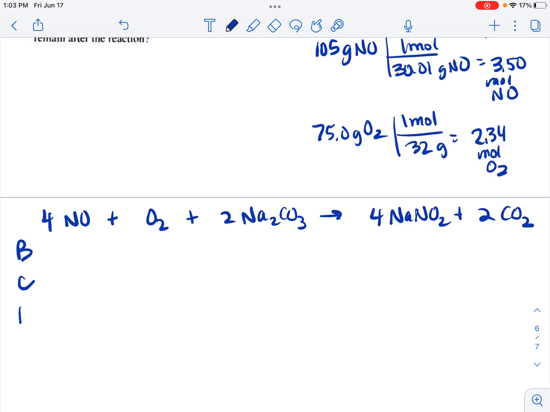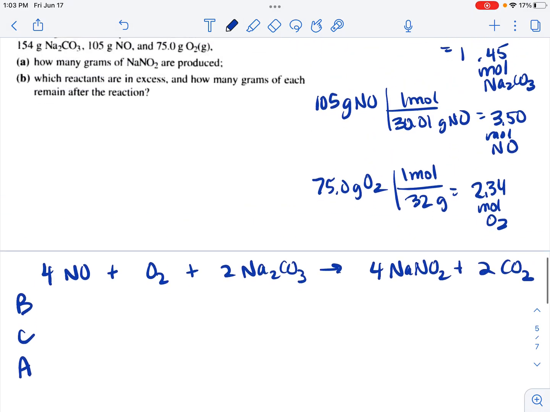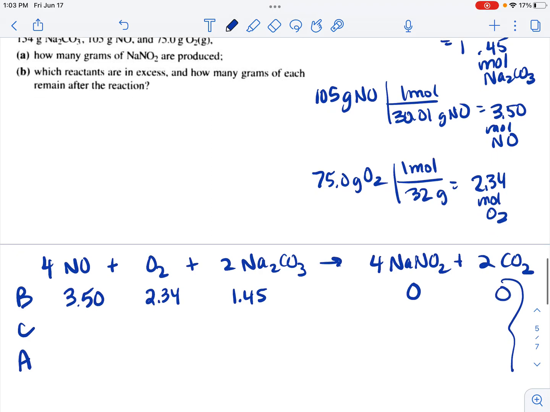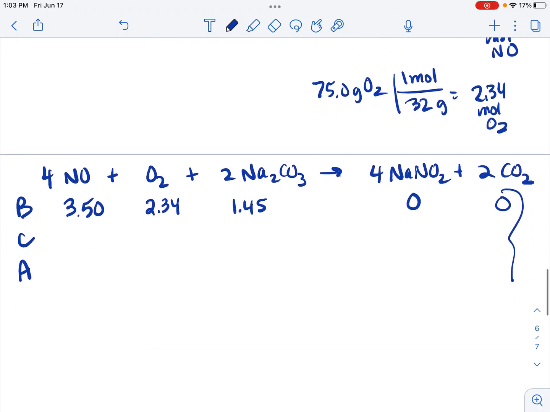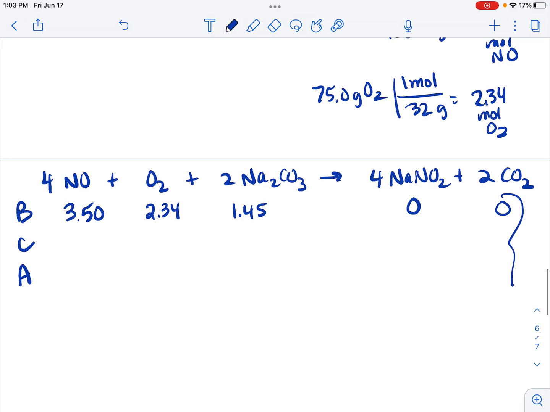Okay, so my BCA has to be in moles, and I'm going to plug in the moles that I just discovered. So for the NO, this was 3.5. For the O2, this was 2.34. And for the sodium carbonate, it was 1.45. And I don't really care about the carbon dioxide because they never asked me, but I had no sodium nitrite to start and no carbon dioxide. Now I can do this in little baby steps to figure out who's limiting.